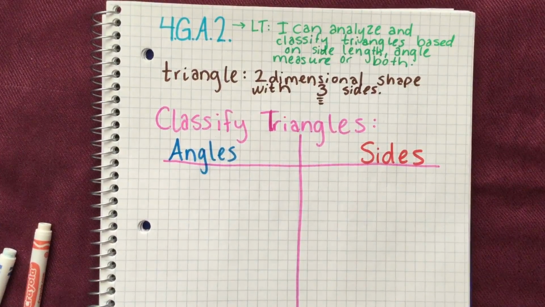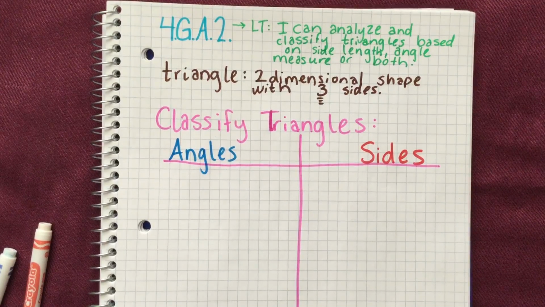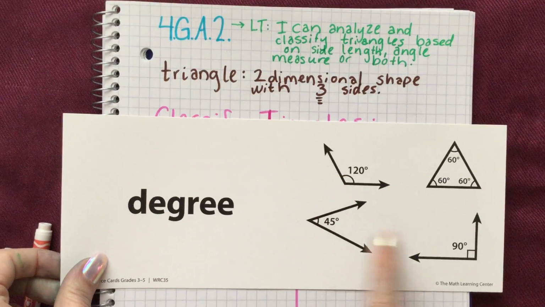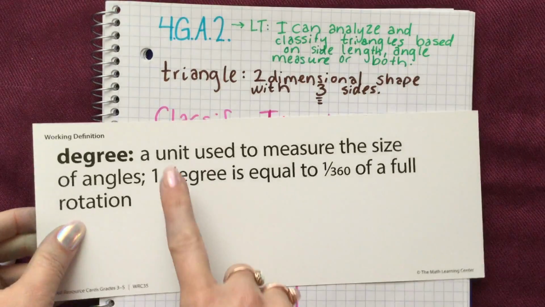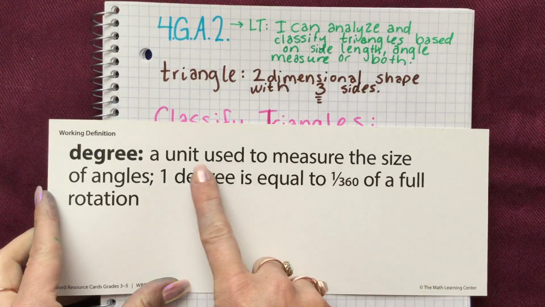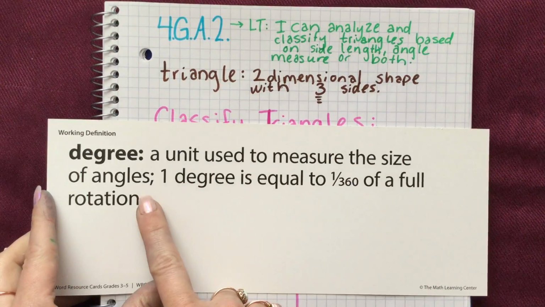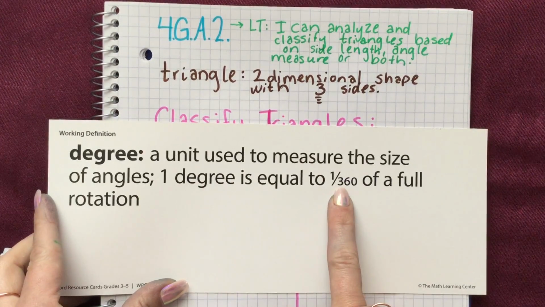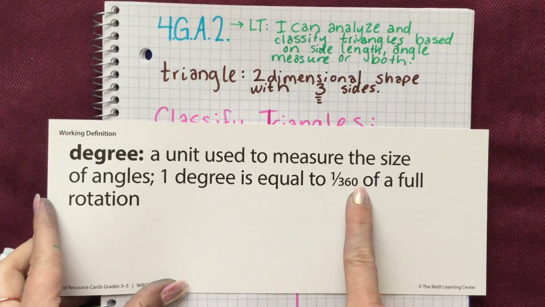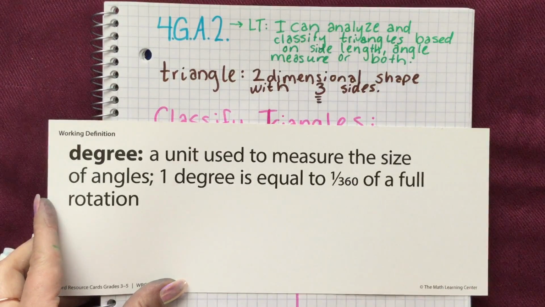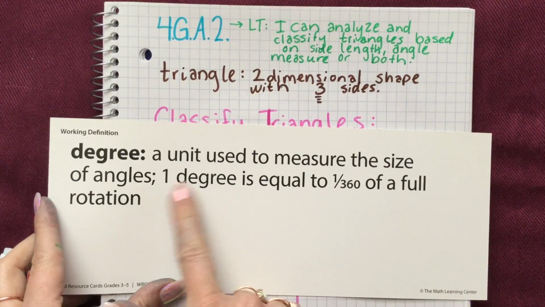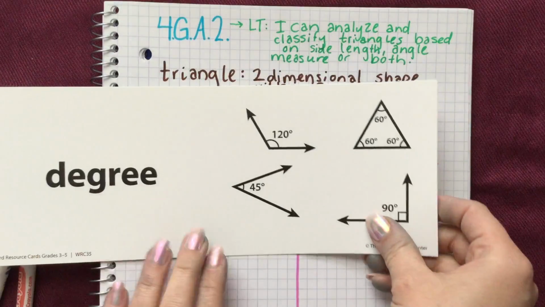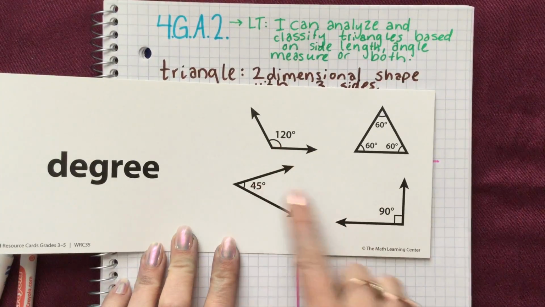Okay, so as you recall, angles are measured in degrees. We measure angles in degrees. That means it's just the unit of measure, a unit used to measure the size of angles. Okay, 1 degree is equal to 1/360th of a full rotation, and we remember that 360 is a full turn, so getting back to the beginning. So 1 degree is 1 fraction of that full rotation. So we see these are different sizes of angles.